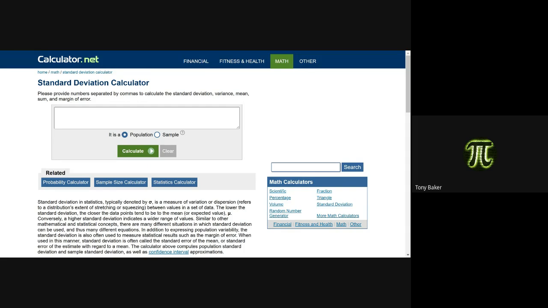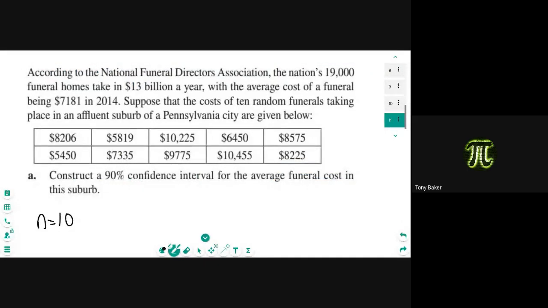Let's see if I can copy and paste them from here. Nope, I cannot. All right, fine. So 8206. 18. These are cheap.